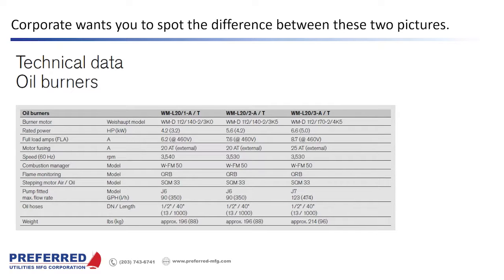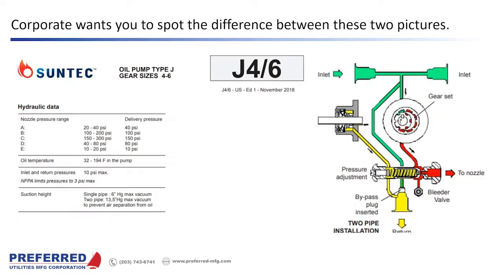So in this case, the burner manual tells us the type of pump, and it tells us what the max flow rate is. It doesn't tell us the pressure limitations of the pump. For that, you need to go to the Suntech manual. These are snips from the Suntech manual for a J4 and a J6 pump.